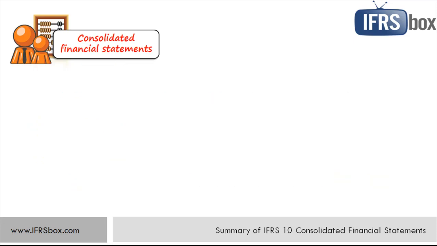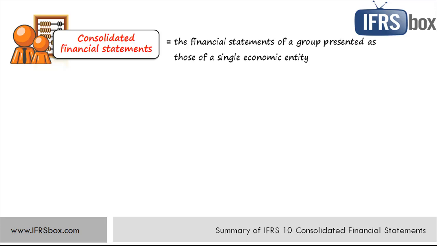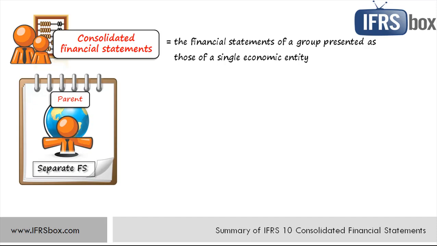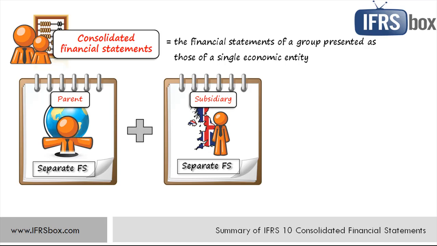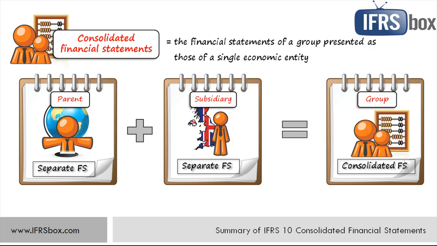Except for the control, IFRS 10 speaks about the consolidated financial statements that are defined as the financial statements of a group presented as those of a single economic entity. So basically, we take the separate financial statements of a parent, then the separate financial statements of a subsidiary, and based on these financial statements, we can make a group consolidated financial statements. And it means that you need to perform certain consolidation procedures because it's not a simple addition of two numbers.